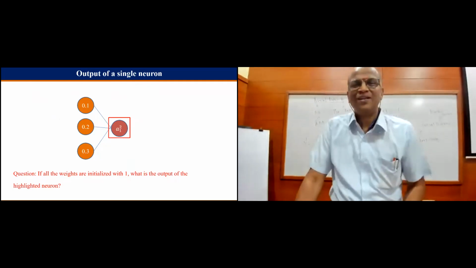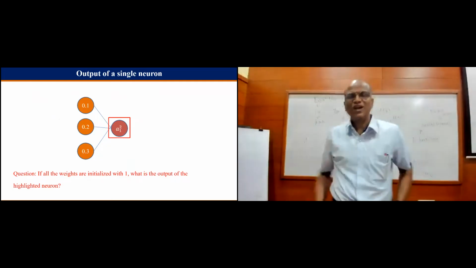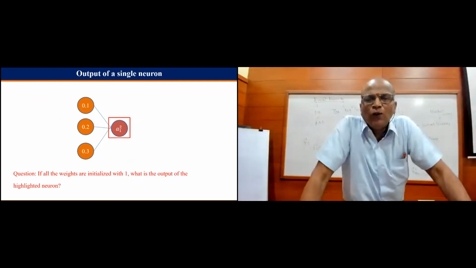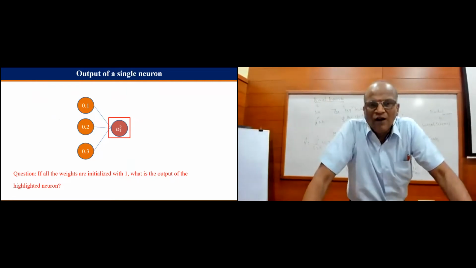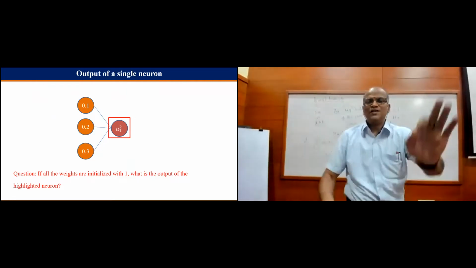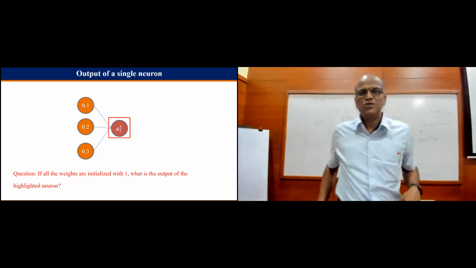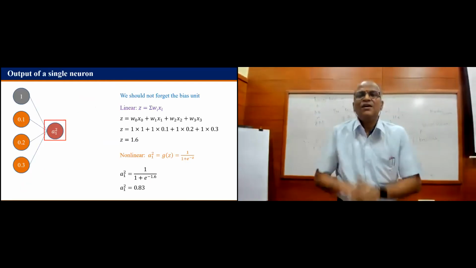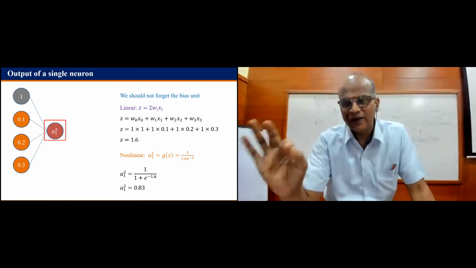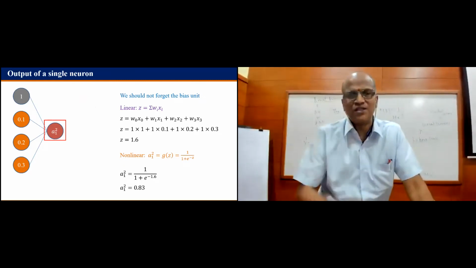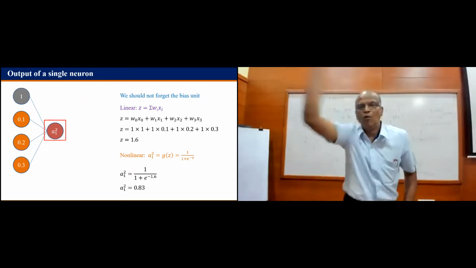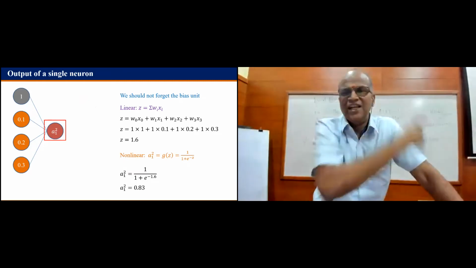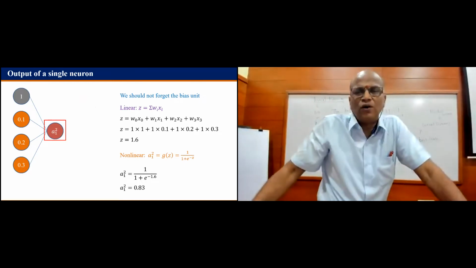The slide title is: Output of a single neuron. Now, if all the weights are initialized with 1, what is the output of the highlighted neuron? Very simple, elementary. It's a quiz question. The inputs are 0.1, 0.2, 0.3, and all the weights are 1. The answer is, we should not forget the bias unit. That is why you may think it is a trivial question. The first thing is to put the bias. Once you put the bias, then let us say it is linear, a linear combination of all the inputs.